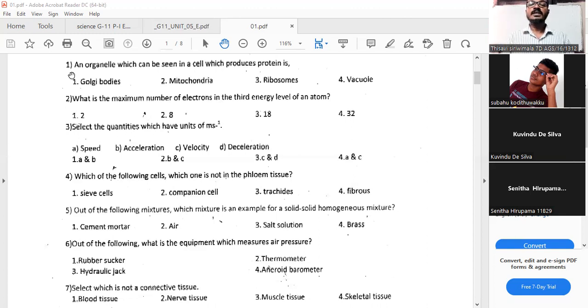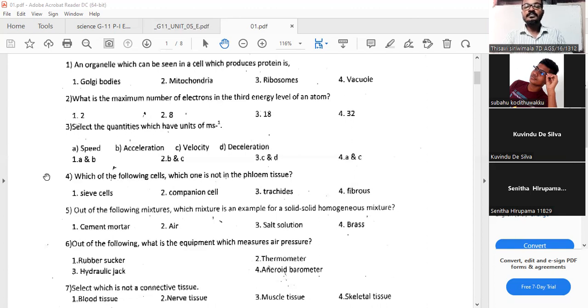Third question, select the quantities which have units of ms minus 1. Speed ms minus 1, velocity ms minus 1. So you answer A and C. A and C is in the fourth one. Question number 3, the fourth one is the answer.